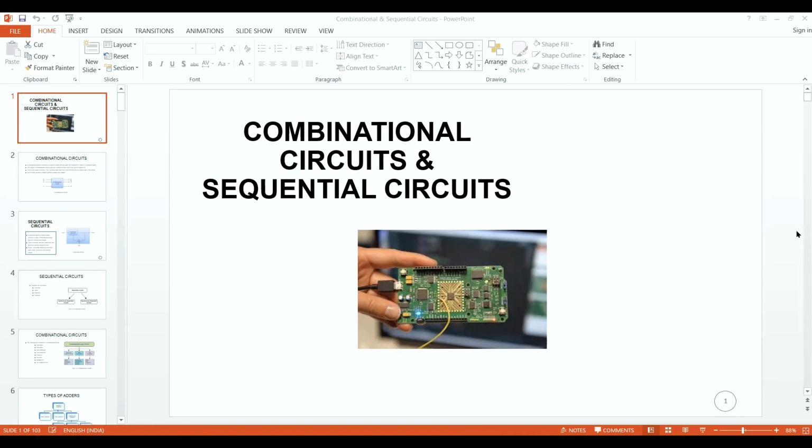Many of you might have a doubt in mind: what are these combinational and sequential circuits? If I don't go into too much depth and just give an overview, you have to understand one thing: combinational and sequential circuits differ in the case of memory. When we have memory, we talk about sequential circuits, but if we don't have memory, we talk about combinational circuits.